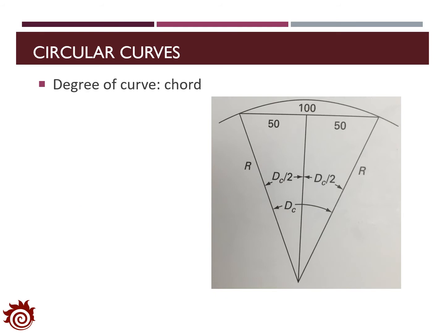The degree of the curve can also be defined based on the chord length. For example, if we consider a curve from point A to B as shown in this figure, then the chord is defined as the straight line to connect point A and B.